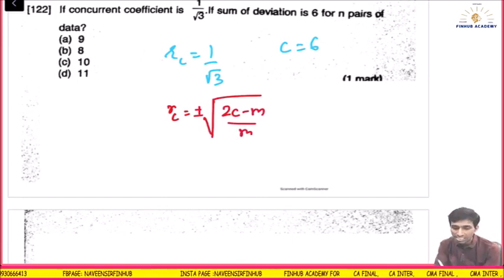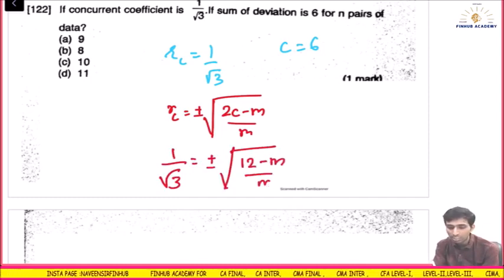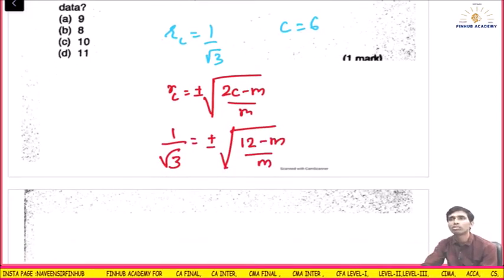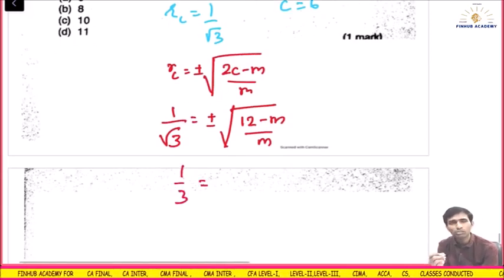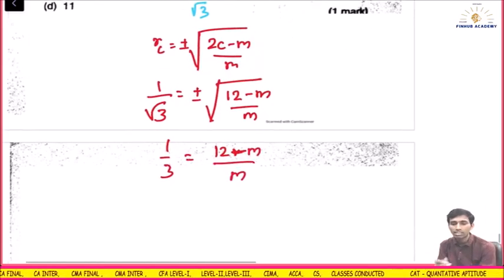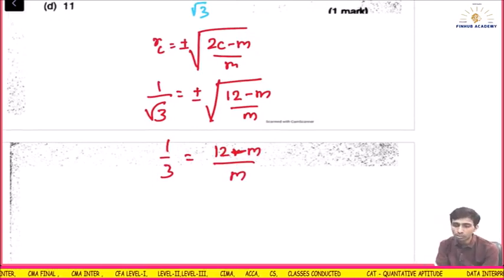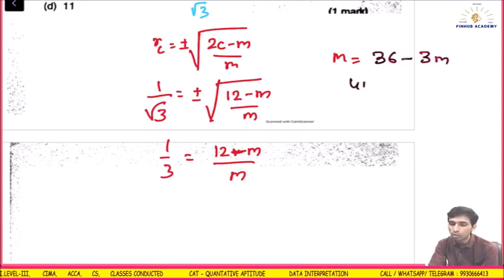So rc is 1 by root 3, equal to plus minus under root of (2 into c, that is 2 sixes are 12, minus m) upon m. What I will do is square both sides. Now it is 1 upon 3 equal to (12 minus m) upon m, I am not using the plus and minus sign. I will solve for m. So m is equal to 12 threes are 36, minus 3m. So 4m is equal to 36, therefore m is equal to 9.